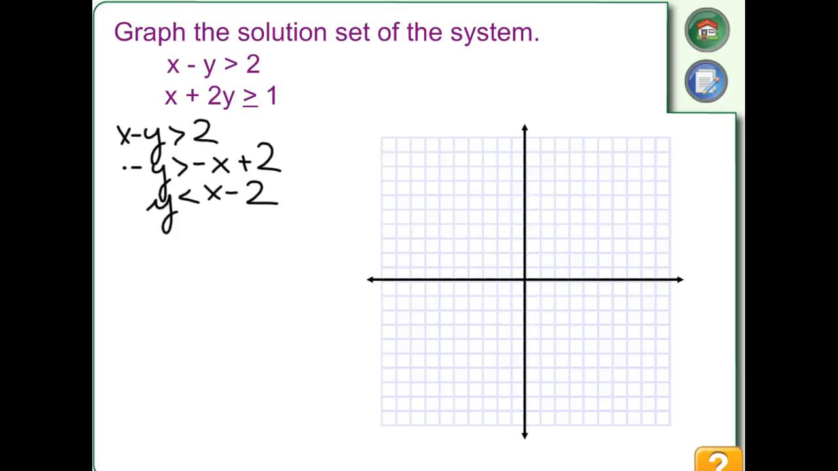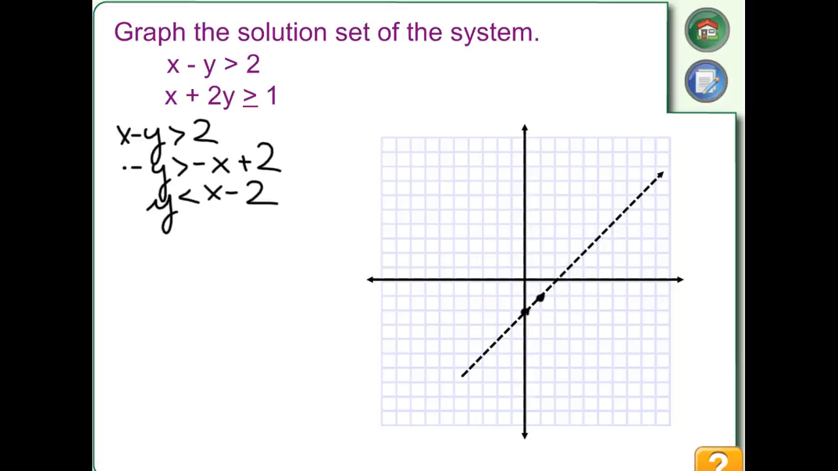So my y-intercept is negative 2. My slope is positive 1, up 1, right 1. Are we going to have a solid line or a dotted line this time? Yep, that's right, dotted line. We're going to put that in.